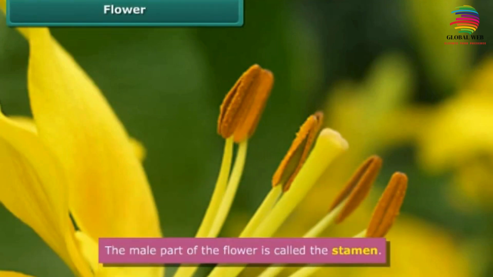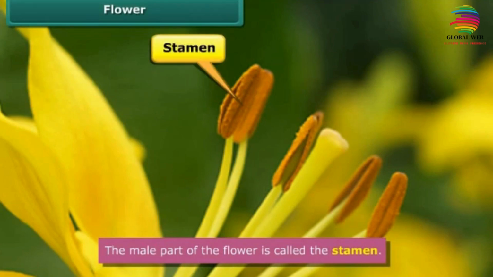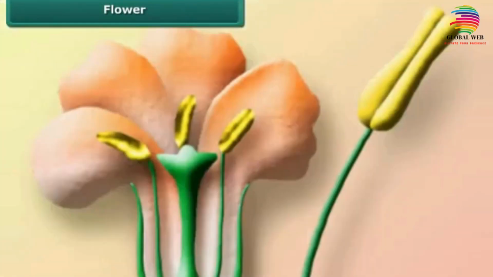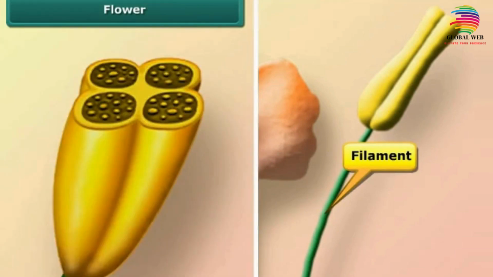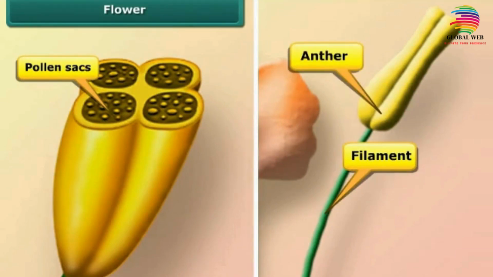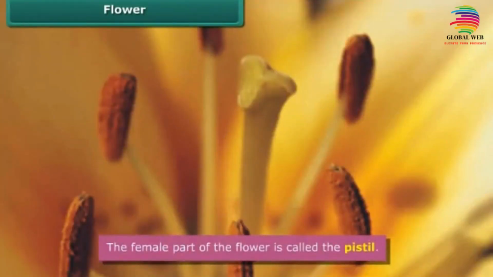The male part of the flower comprises one or more stamens. Each stamen is a stalked structure. The stalk is called the filament. Atop the filament are two sacs containing pollen. These sacs are known as anthers. The female part of the flower is called the pistil.